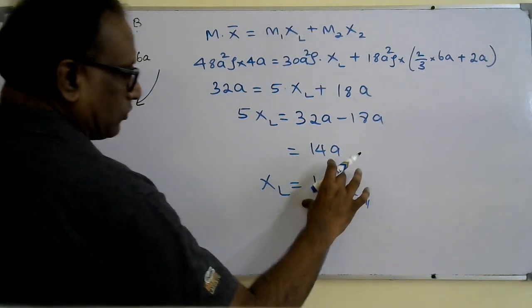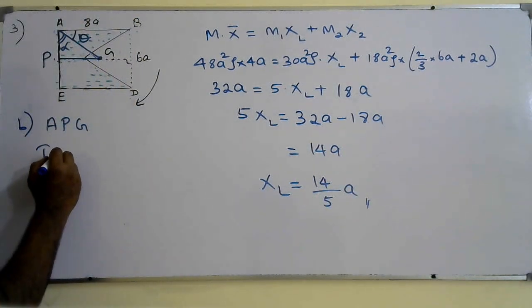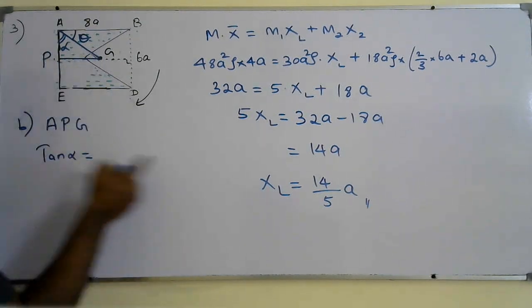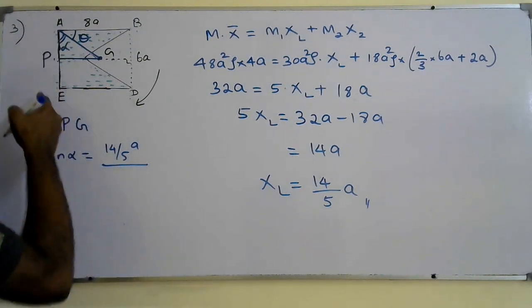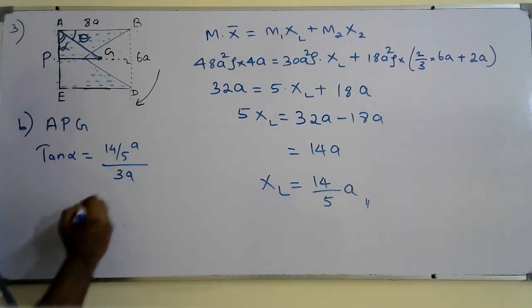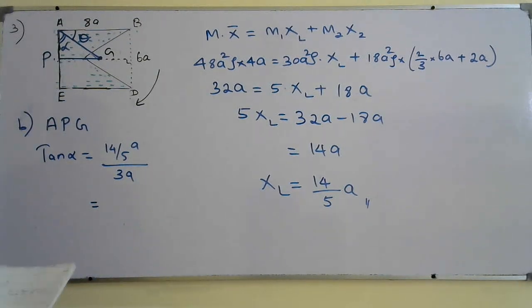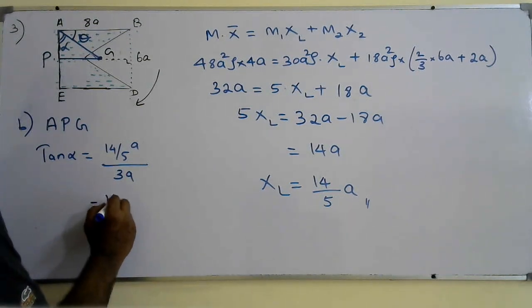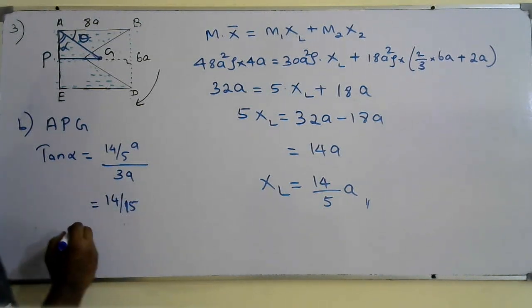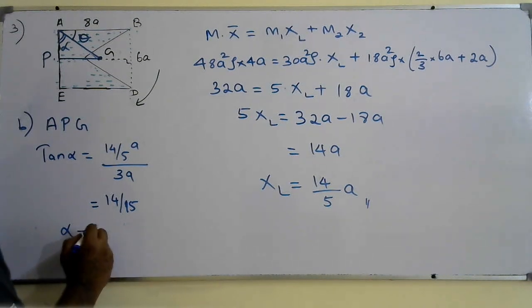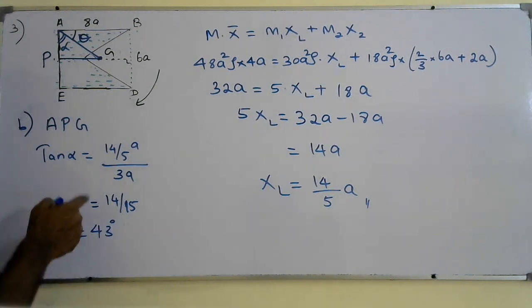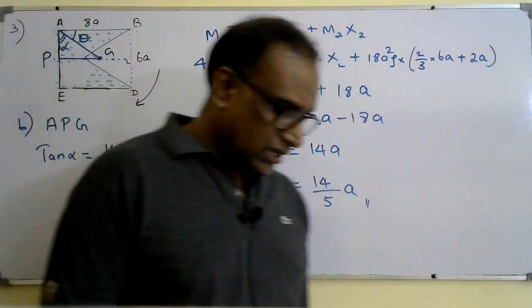PG we know is 14 over 5. So tan alpha is equal to PG, 14 over 5a, divided by AP, that is 3a. So that will be 14 over 15. So alpha will be tan inverse 14 over 15, which is going to be 43 degrees.